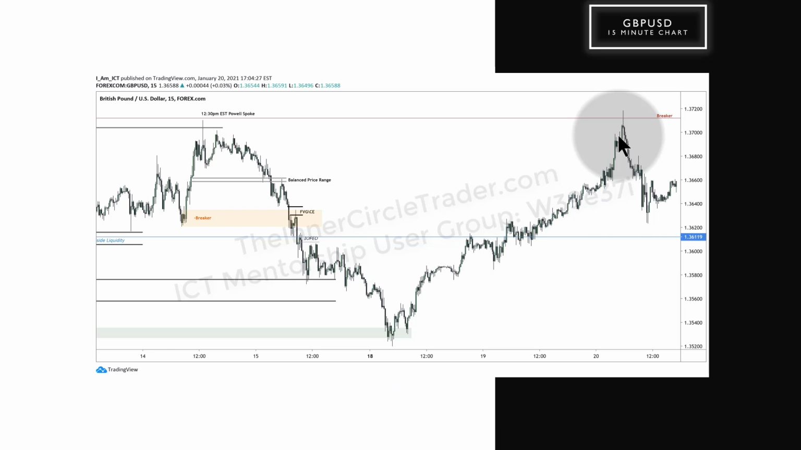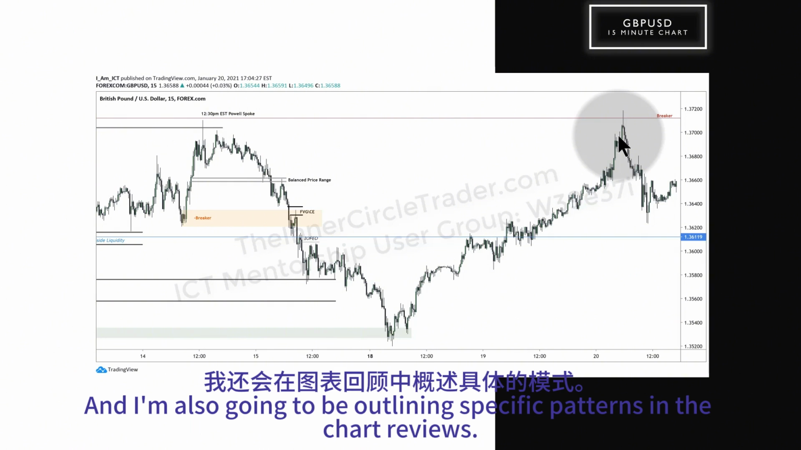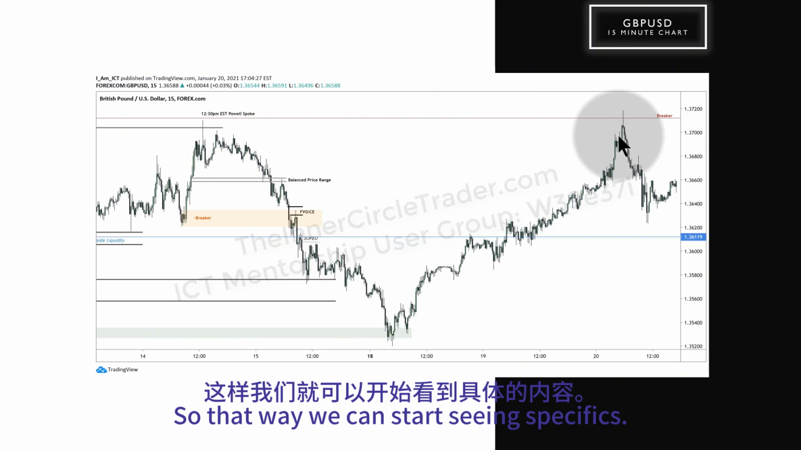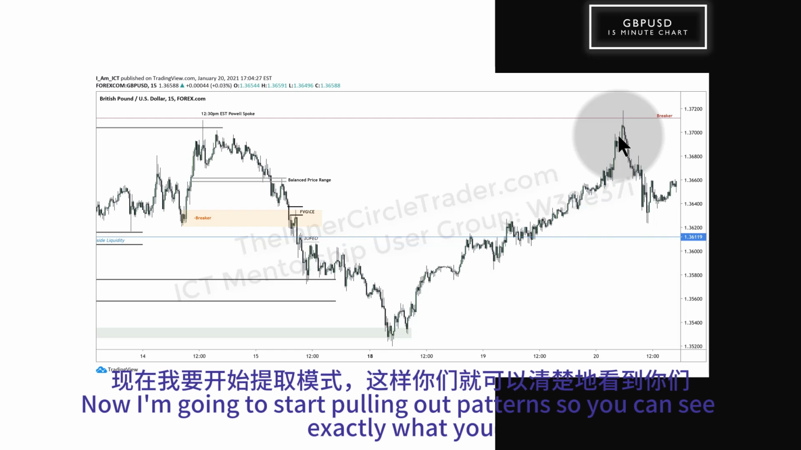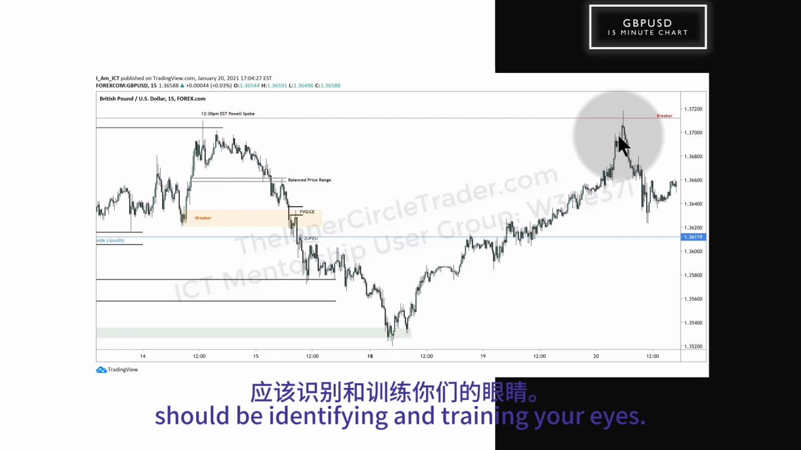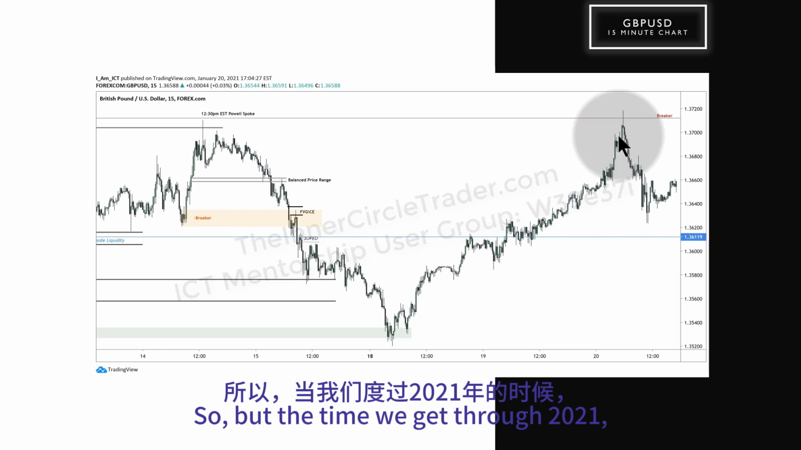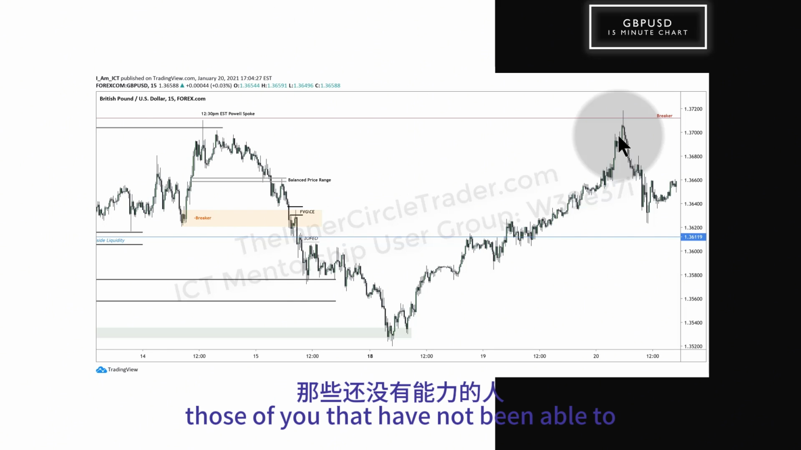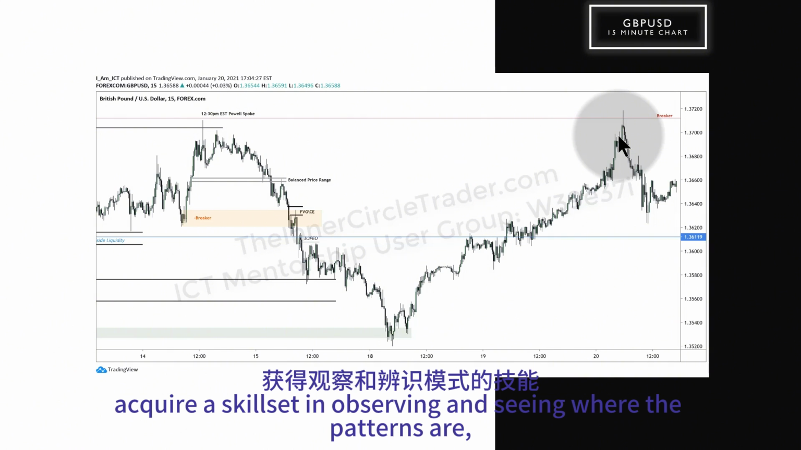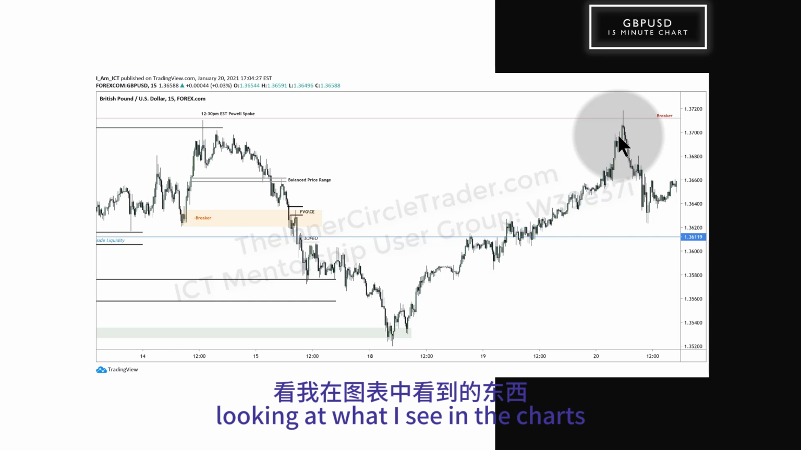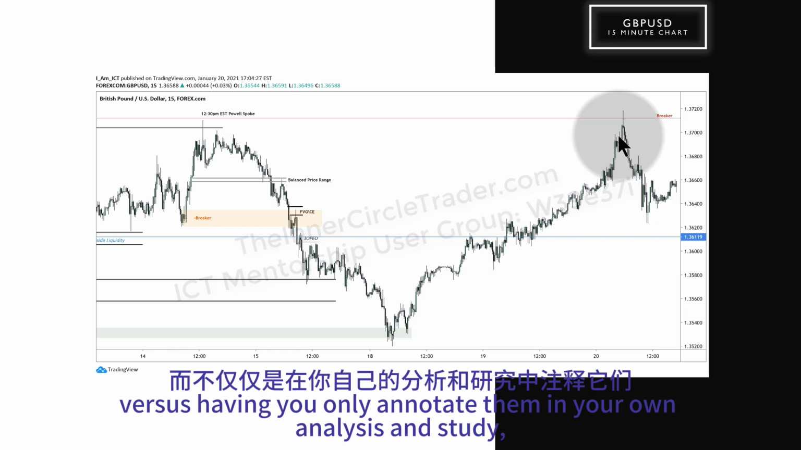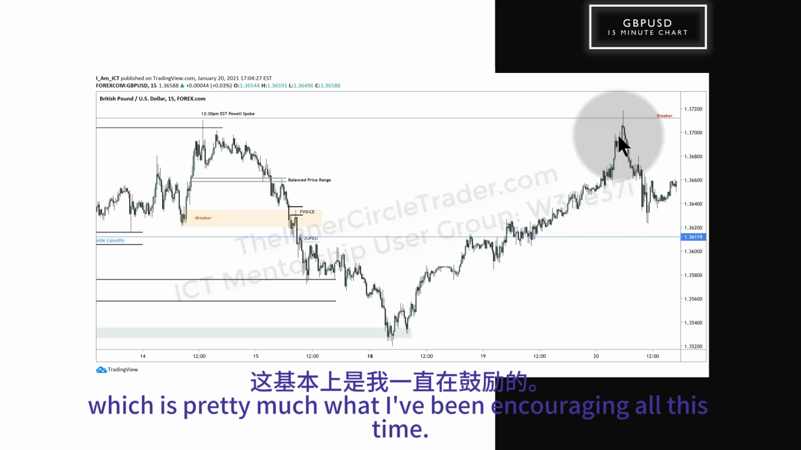You're going to be more organized. You're going to be more focused on what it is that you're trying to look for. And I'm also going to be outlining specific patterns in the chart reviews, so that we can start seeing specifics. You've been seeing these types of things. Now I'm going to start pulling out patterns so you can see exactly what you should be identifying and training your eye. So by the time we get through 2021, those of you that have not been able to acquire a skill set in observing and seeing where the patterns are, you'll have an enormous amount of experience by looking at what I see in the charts versus having you only annotate them in your own analysis and study, which is pretty much what I've been encouraging all this time.